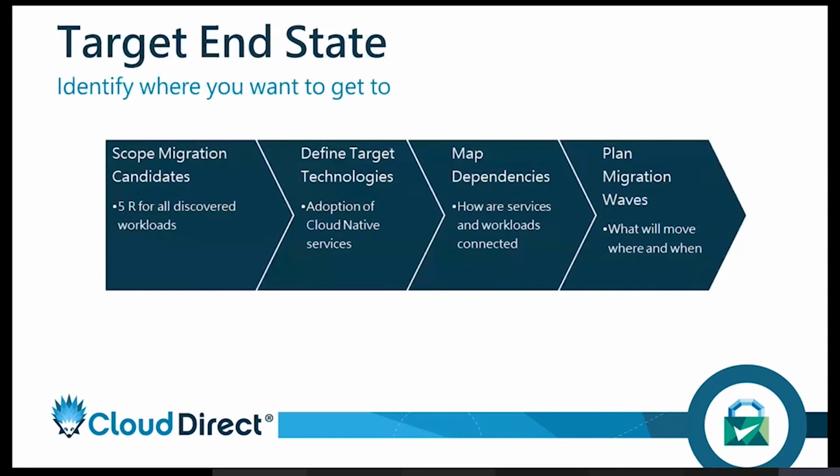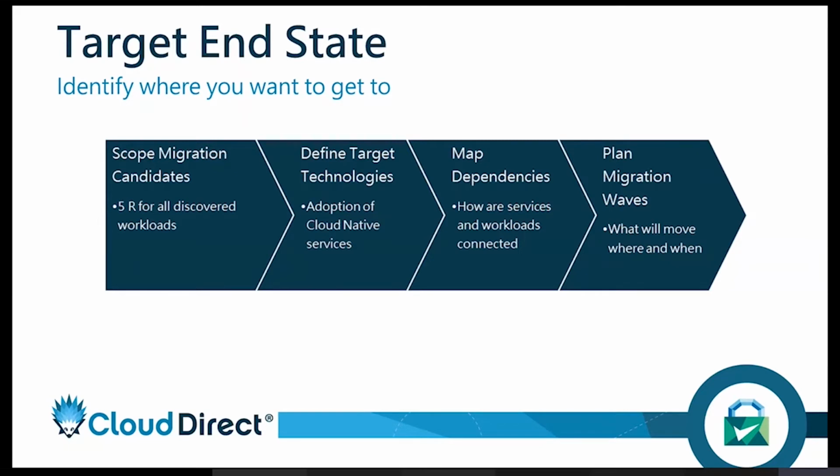In terms of the target end state, this again just gives me further information on what I'm trying to achieve. So key part of the CAF framework is the target end state. This is what is the final outcome for me. And what we do as part of the target end state is we scope those migration candidates, so the 5Rs, we define what we're trying to do for it. But the key part is we map the dependencies.